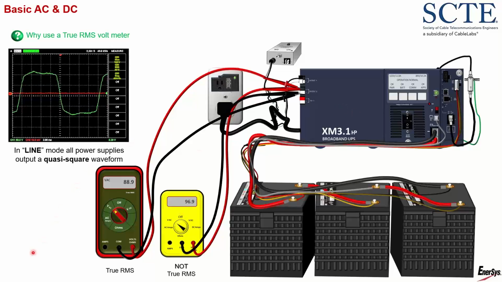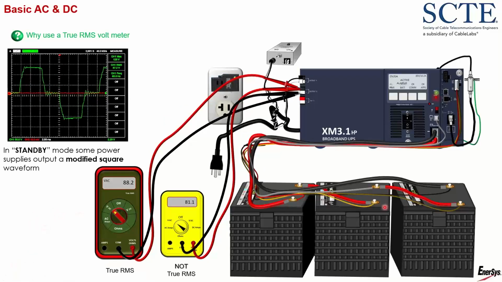Now on newer power supplies, when we activate the batteries, I should say all older power supplies, are going to be quasi-square waves when they're running in line mode and when they're running in standby mode. But the newer power supplies, some of them, when you turn on or activate the batteries and you're running off the batteries, the output waveform is changed from the quasi-square to a modified square. When you measure a modified square with a non-RMS voltmeter, you'll notice that the measurement is lower than it actually is.